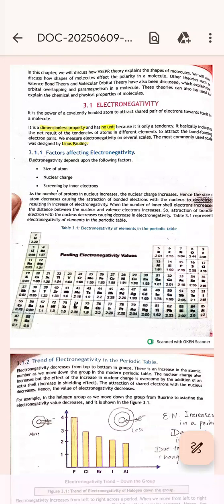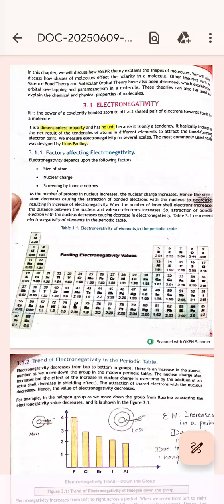So first of all, we have to study electronegativity. Electronegativity is the power of a covalently bonded atom to attract the shared pair of electrons towards itself. It is a dimensionless property and has no unit because it is only a tendency.